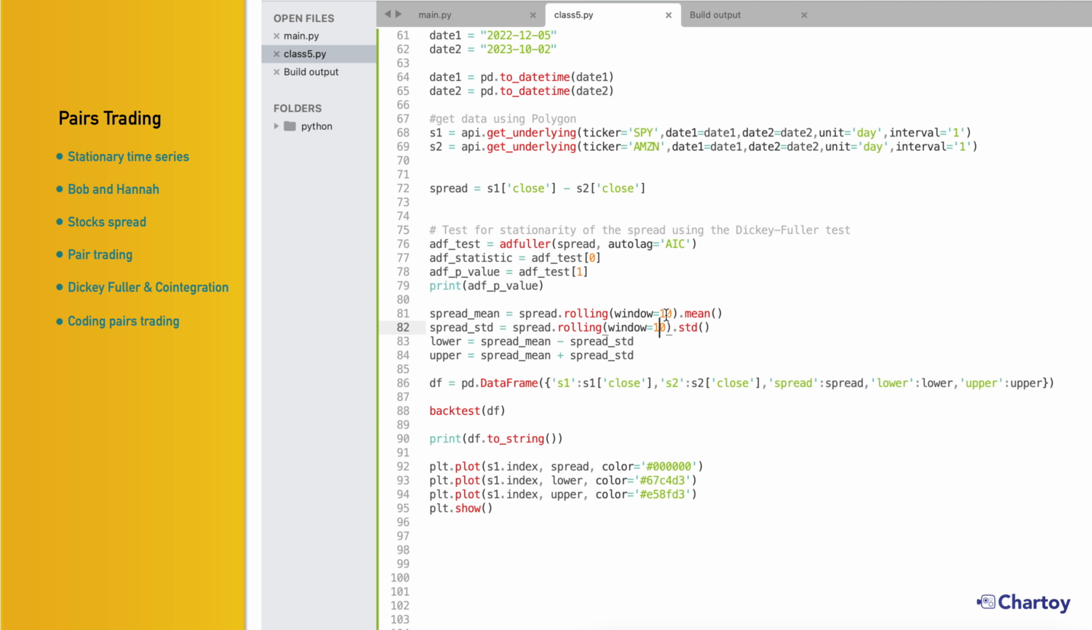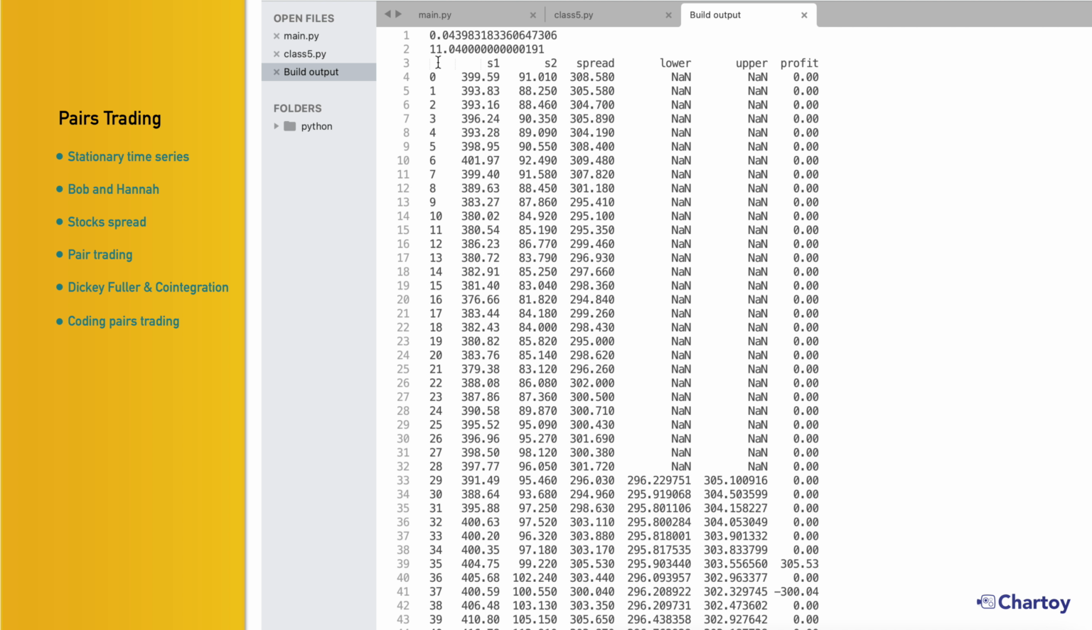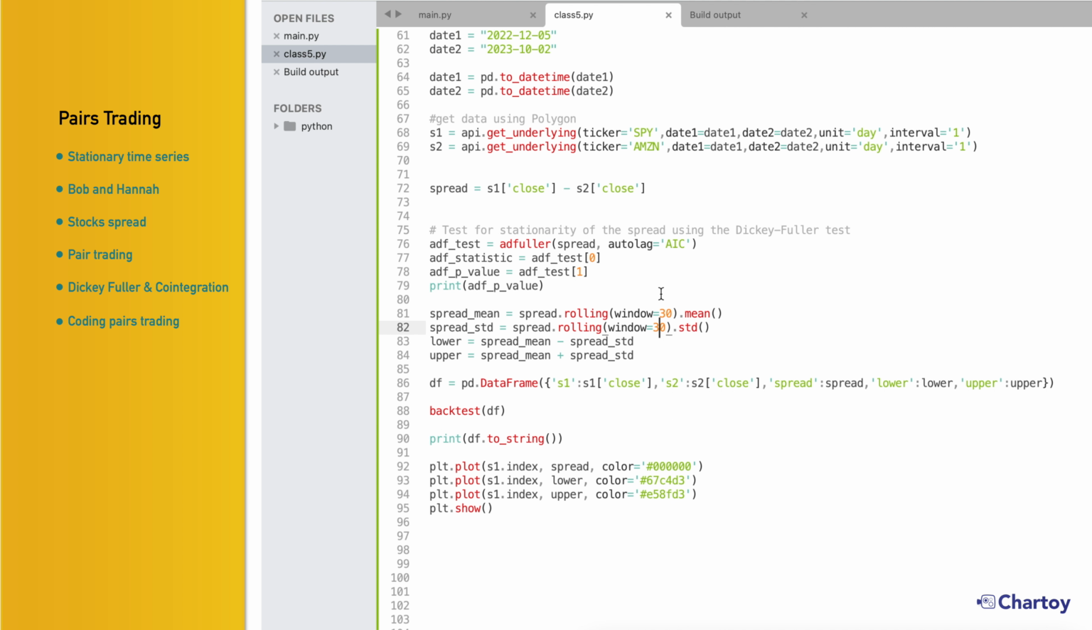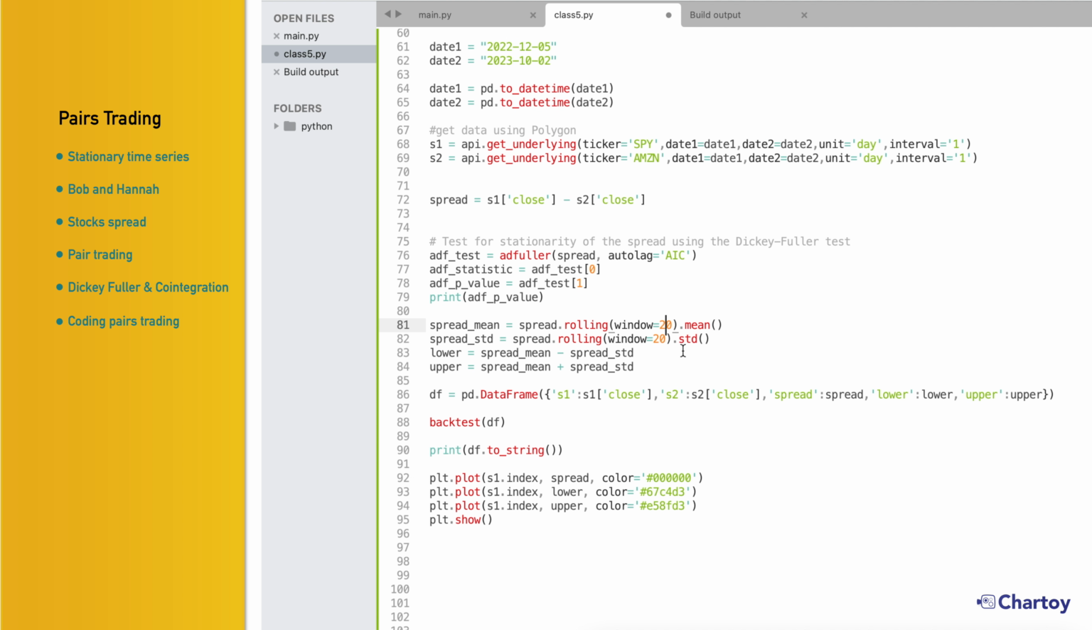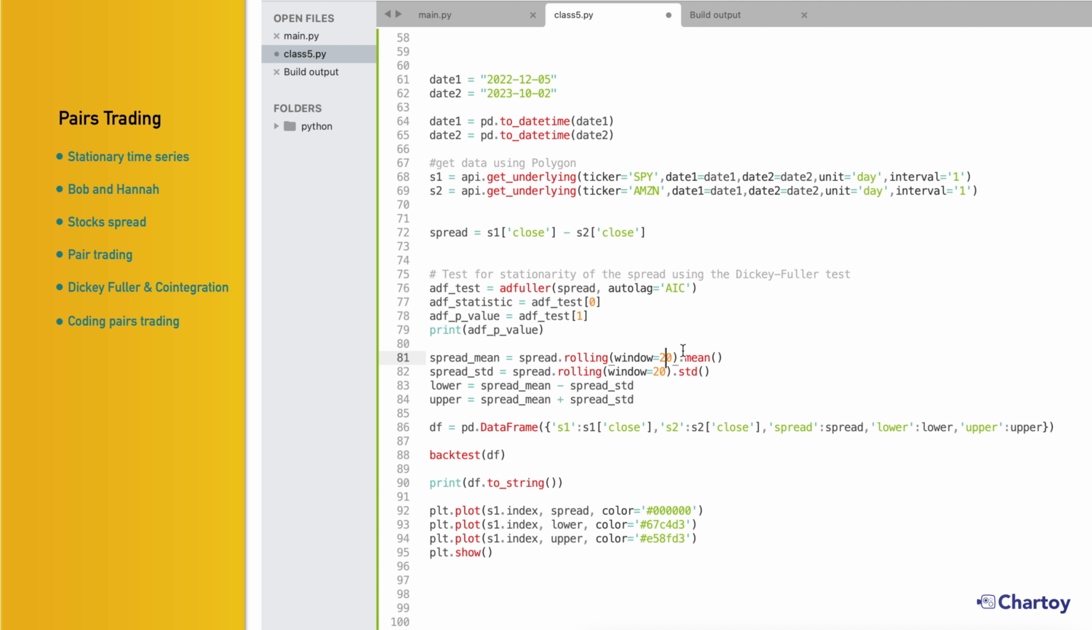Let's go back now and make the window actually higher. It was 20, we went to 10, now let's go to 30, right? So we run this with 30 and we get even lower profit, 11. So you can see that the window affects the profit a lot, and you can go ahead and play with it, although playing with it too much might create overfit, so you have to be careful.